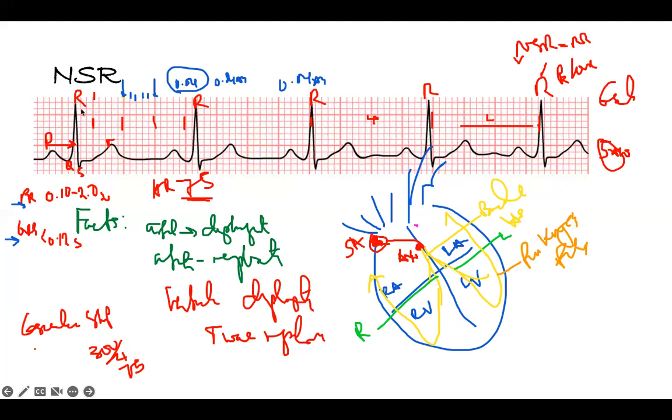Since this is not a 6 second rhythm, you calculate using the thicker boxes: how many are between 2 R's? From here to here, how many are inside? 1, 2, 3, 4. Then 300 divided by 4 will give you the rate, whether it is 100, 120, and so on. And then I look at the QRS. Is the QRS narrow? Yeah, it's a narrow QRS. And then you're done.